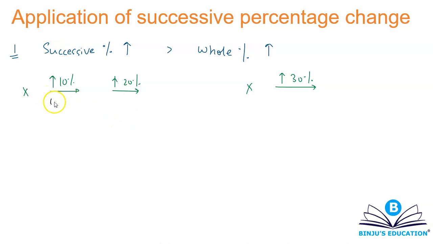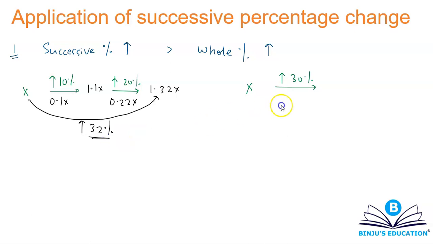You can calculate also: this is 0.1x, this is 1.1x, then this is 0.22x. So this is 1.32x. So overall net change is 32%. But if you are increasing x by just 30%, then it's simply increasing by 30%.